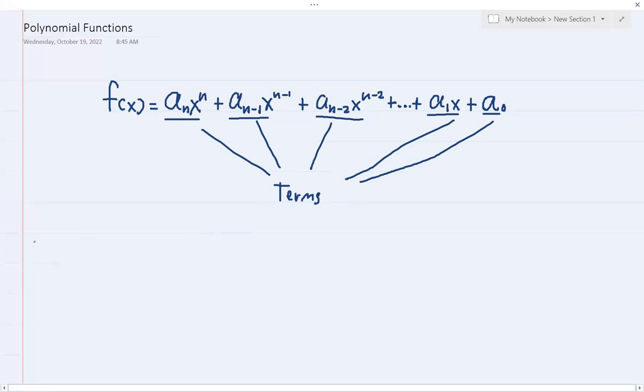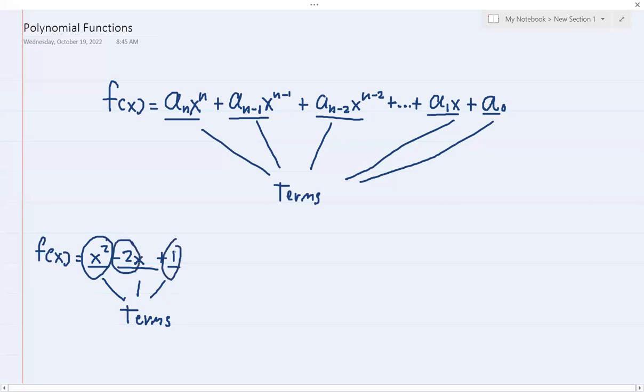So let me give an example. We have f of x is equal to x squared minus 2x plus 1. So your x squared, negative 2x, and your 1 are what you call your terms. These individual parts are your terms.